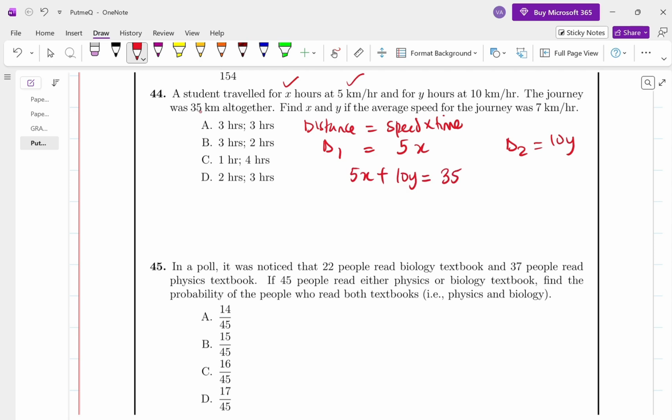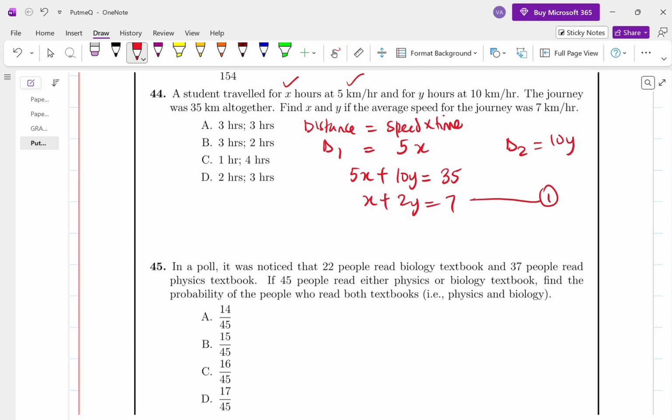So I could divide everything here by 5 because 5 is common. So x plus 2y is equal to 7. That is equation 1. Okay. Now, the next thing is this. The average speed for the whole journey is 7 kilometers per hour.